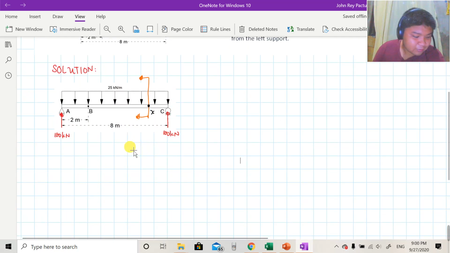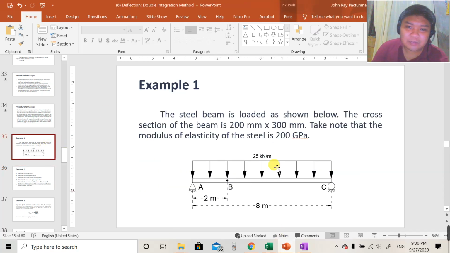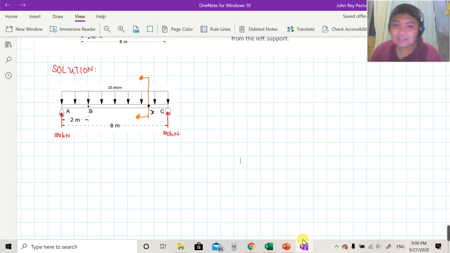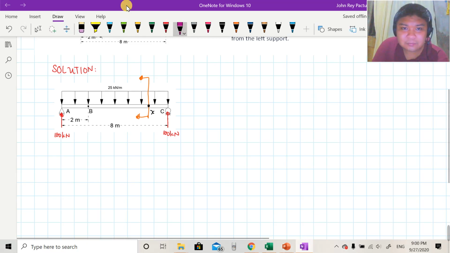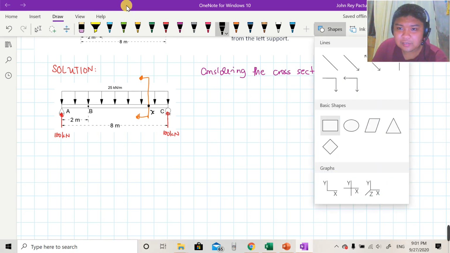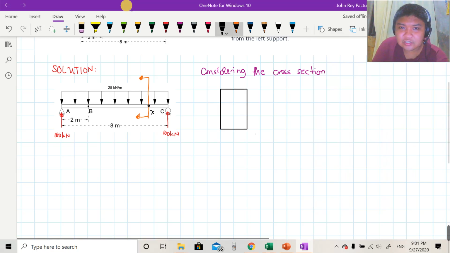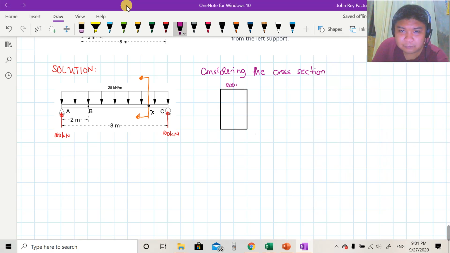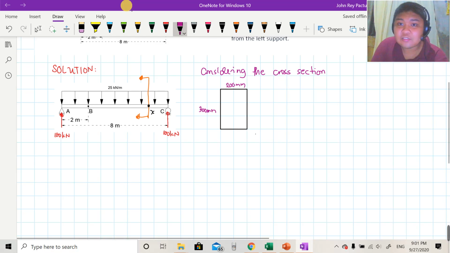Okay? So, before ako mag-solve ng integration mismo class, kailangan muna natin class intindihin na according sa problem, the cross-section of the beam is 200 mm by 300 mm. At the same time, yung modulus of elasticity niya is 200 gigapascal. So, therefore, considering the cross-section of the beam, that is 200 by 300 class. So, ito yon. So, 200 mm and 300 mm. So, hanapin ko muna class yung moment of inertia niya.